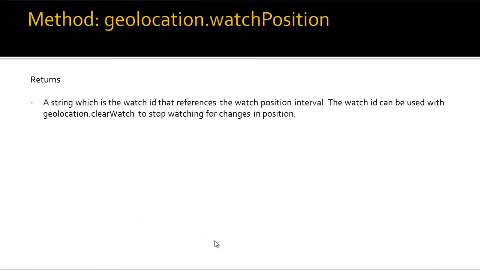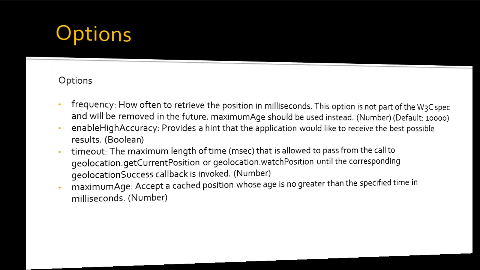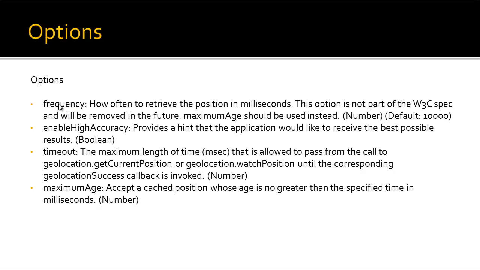Now what this will do is return a string, which is the watch ID that references the watch position interval. The watch ID can be used with geolocation.clearWatch to stop watching for changes in the position of the device. So that's really great. Let's take a look at some optional parameters now. First of all, we have the frequency parameter. This is basically setting how often to retrieve the position in milliseconds. Just to note, the frequency parameter is not part of the W3C specification and it will be removed in the future, so you should use the maximum age parameter instead. If you don't define the frequency parameter, then it will default to 10,000 milliseconds, or 10 seconds.